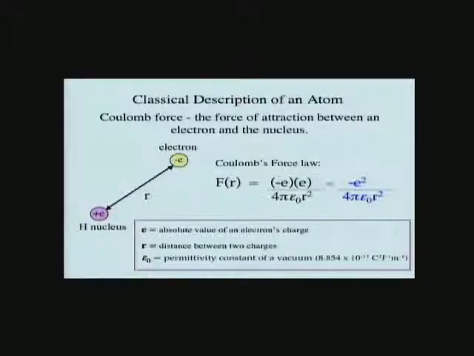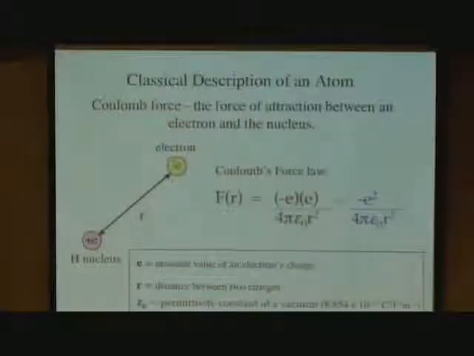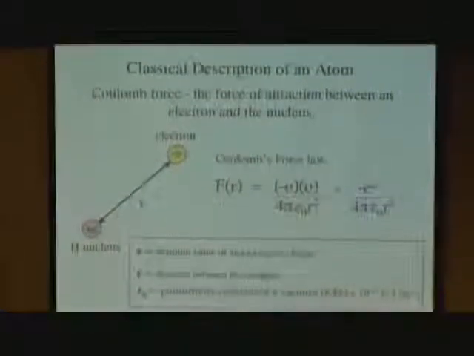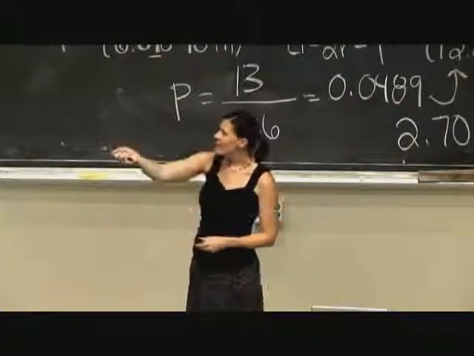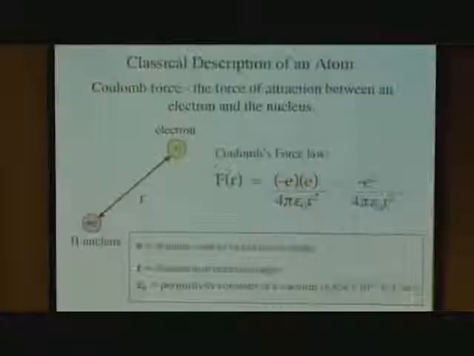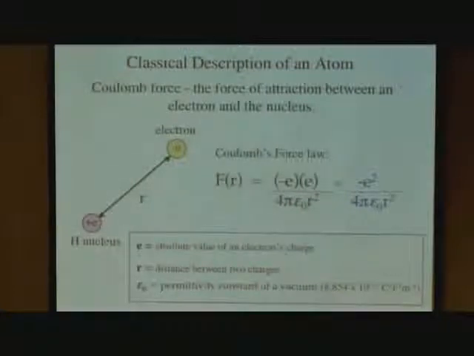So let's think about what we're saying here. We're describing the force that's holding these two particles together, and it's related to the charge of each of the particles, where e is the absolute value of an electron's charge. So an electron has a charge of negative e, as we've written here, and the nucleus has a charge of positive e. And then we have r, which is simply the distance between the two charges. And what we see is that the force is inversely related to the distance between the two charges. We can simplify this expression as negative e squared over 4 pi epsilon naught r squared.